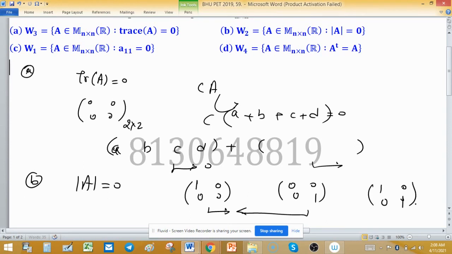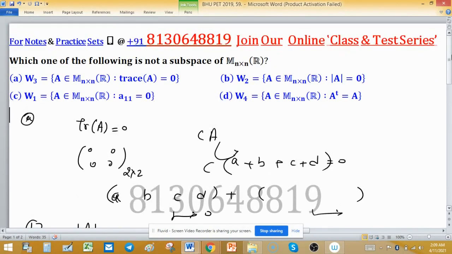And the determinant of this matrix is not 0, which means the sum of two matrices is not in W2, so W2 is not a subspace. And we are interested only in the one which doesn't form a subspace. So option B is the correct choice.